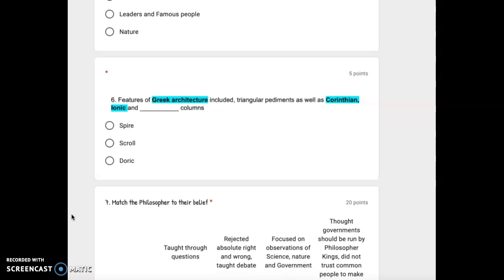Number 6. Features of Greek architecture included triangular pediments as well as Corinthian, Ionic, and blank columns. Is the third column spire, scroll, or Doric?